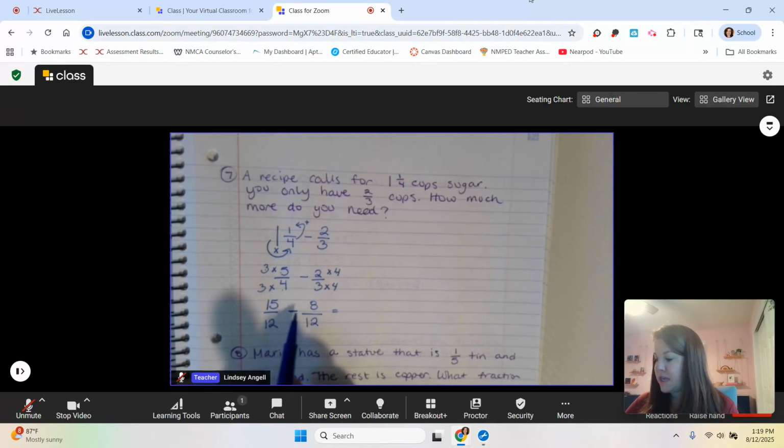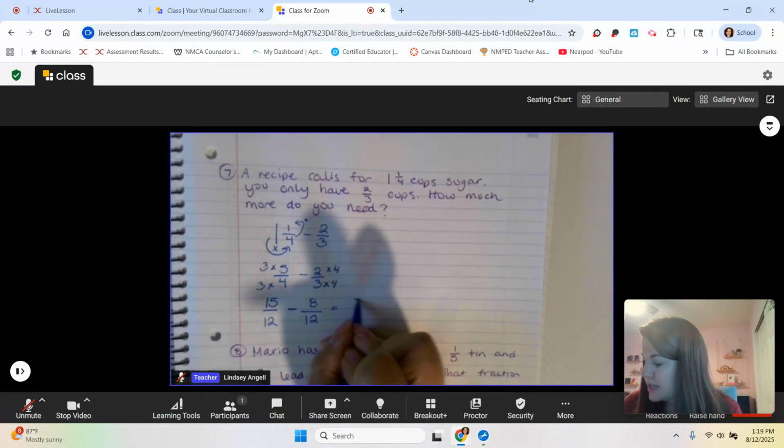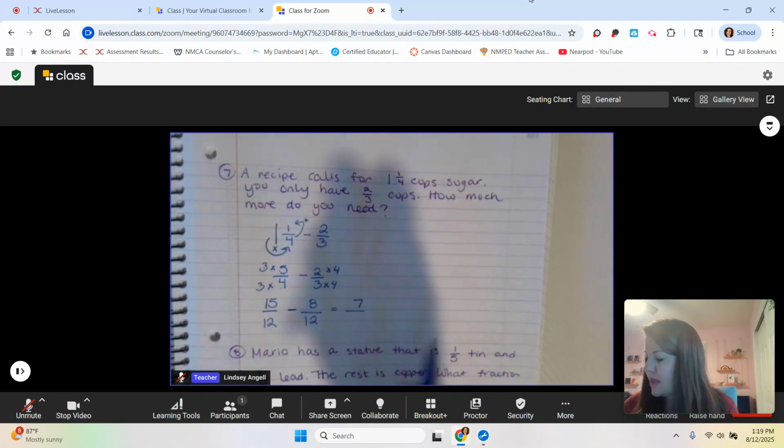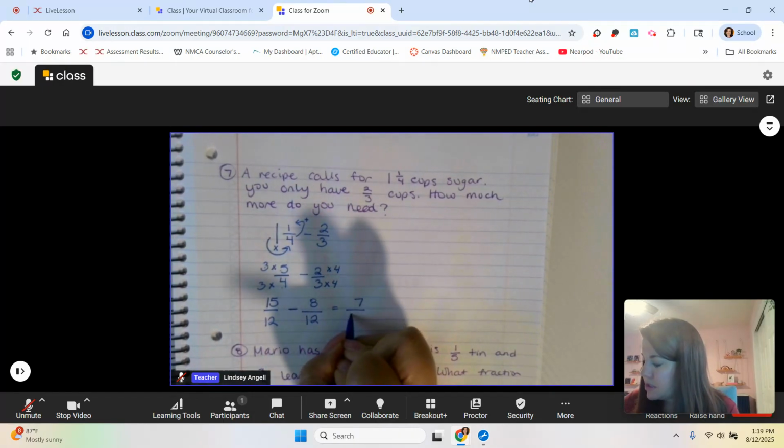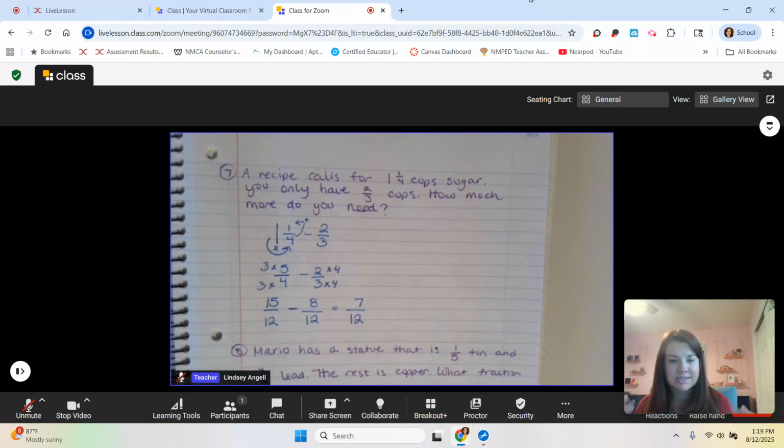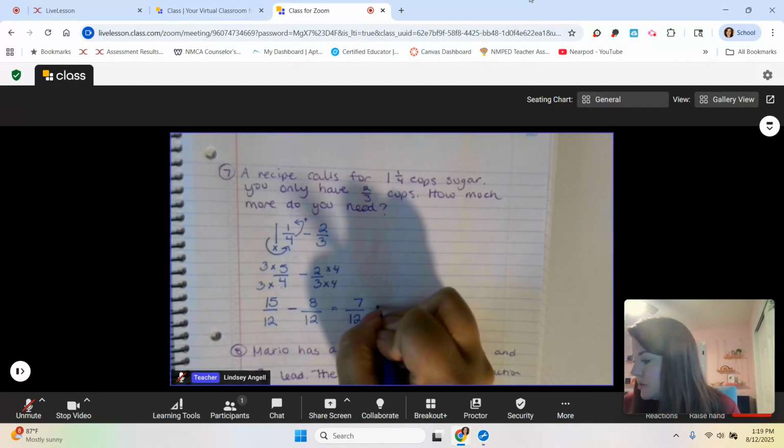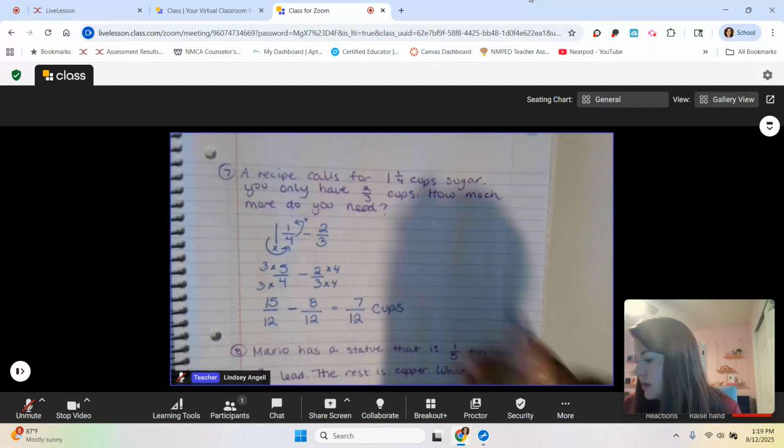So I've got 15 minus 8. 15 minus 8 is 7, and then I keep my same denominator. 7 and 12 don't have anything in common, so that's my final answer. 7/12. But I knew that they were referring to cups. So in this case, I'm going to use cups.